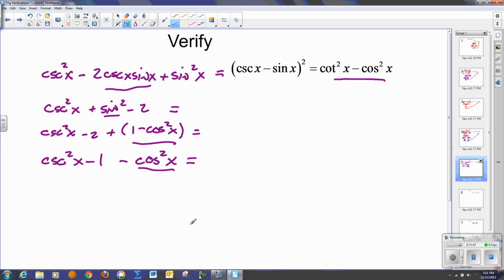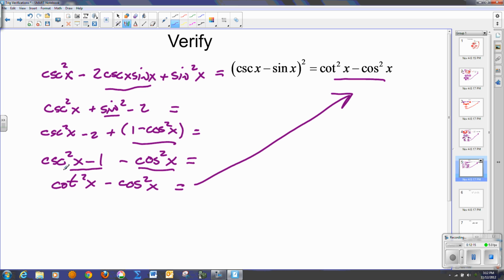I need the cosine squared of x, which is a negative. Cosecant squared minus 1. 1 plus cotangent squared is cosecant squared, so cosecant squared minus 1 is equal to cotangent squared of x minus cosine squared of x. And that's what I was looking for. So it's very important, once again, that we know our identities.